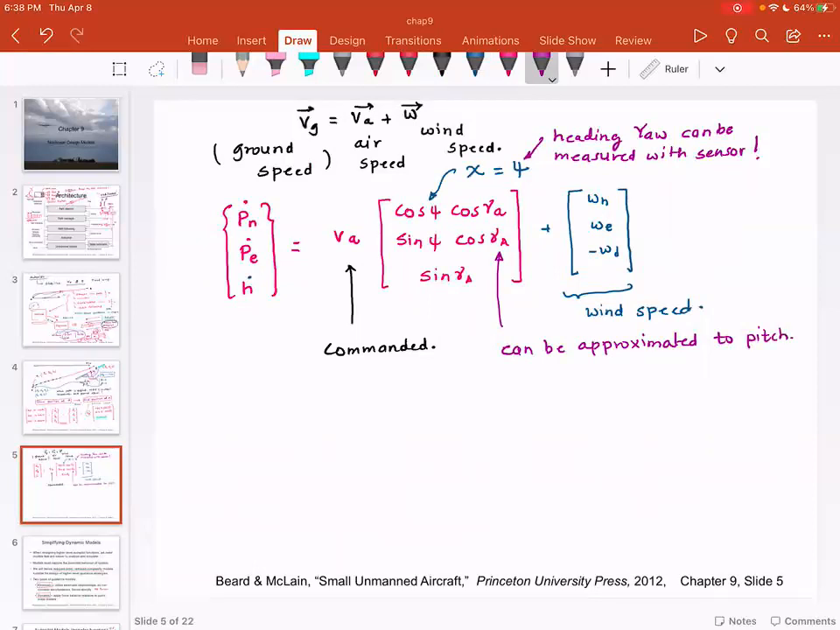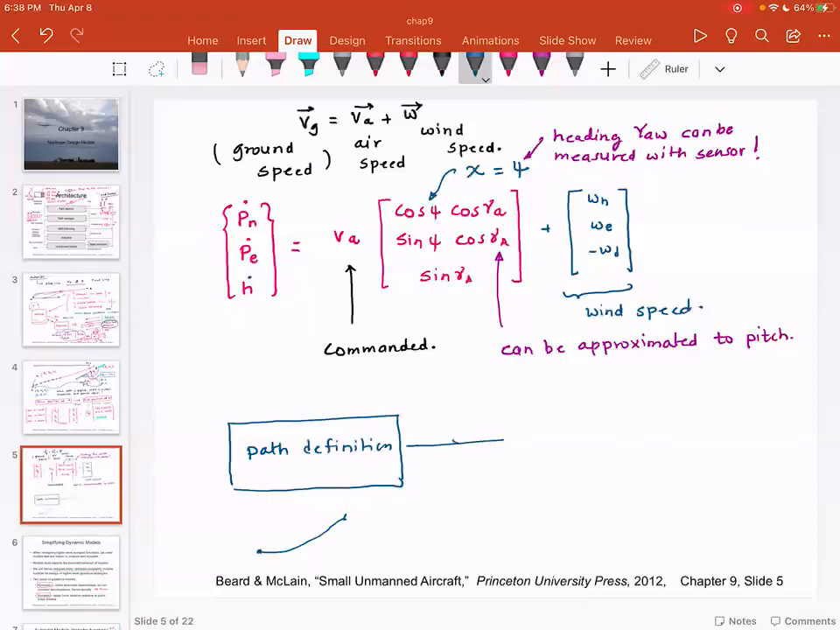So I just want to tell you what we have done. We have something called the path definition. This is the path that we want our UAV to take. Now what I want to do is translate the variables that are defining the path in terms of the variables that the UAV can measure. I'm expressing the path definition in terms of states that the UAV can measure and estimate.